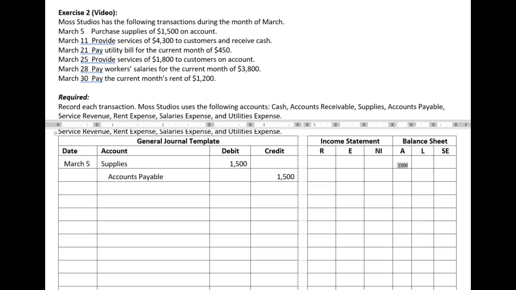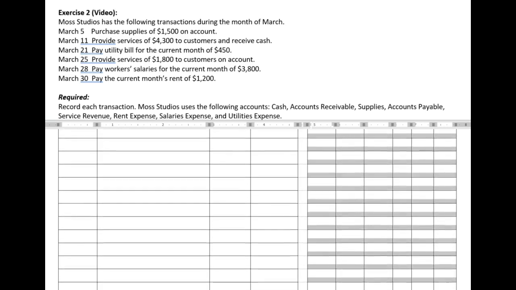Sorry about that. But our assets are going up by 15. Now what's happening here? Accounts payable. Is it going up or down? Well, it's a liability account, and in this case, our liabilities are also going up. So we're going to go in there and type 15 as a liability.